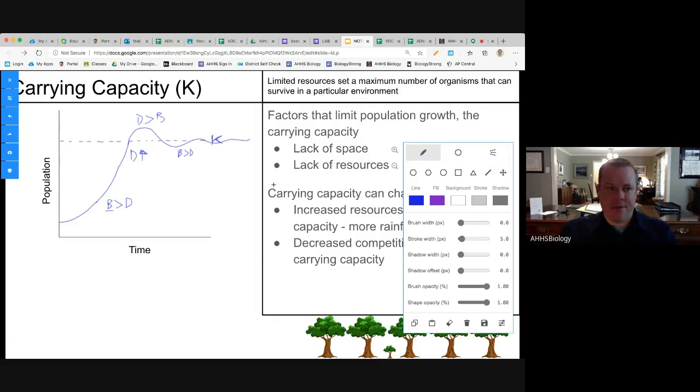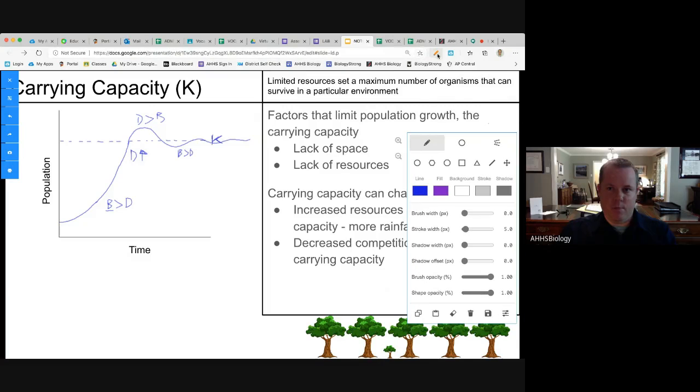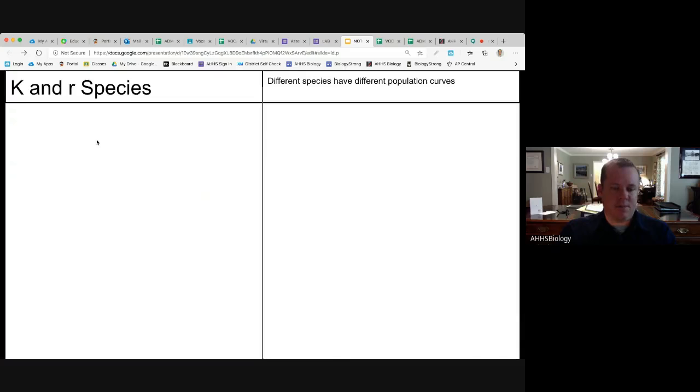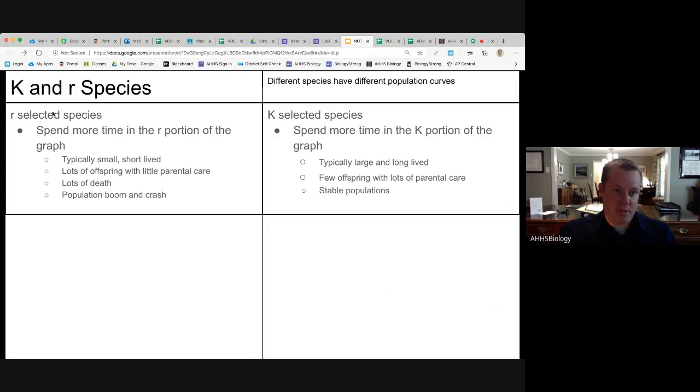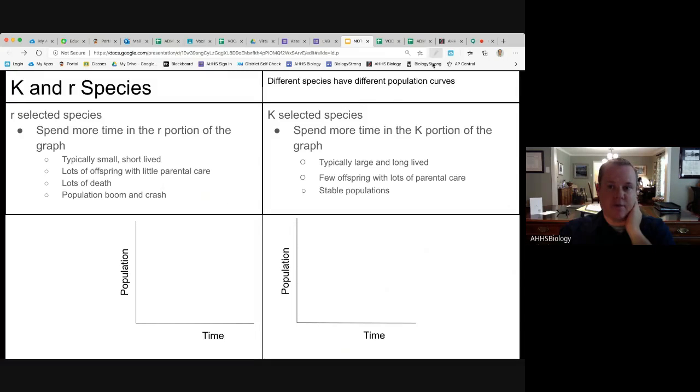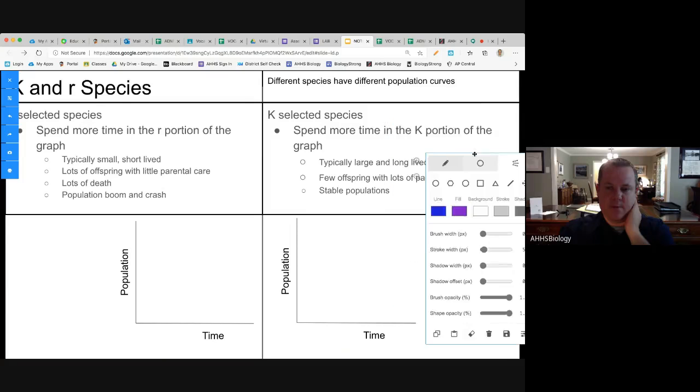There's one more thing that you can think about when it comes to population growth curves, and that would be how different species actually exist and what their curve might look like. Because you can actually have very different population growth curves. And so we call them 2 different things. We call them either an R-selected species, because they spend more time in the R portion of the graph, or a K-selected species because they spend more time in the K portion of the graph. And so let's put 2 graphs up here, and I'll draw those graphs real quick, and then I'll make them disappear, just because I think you guys will get this.